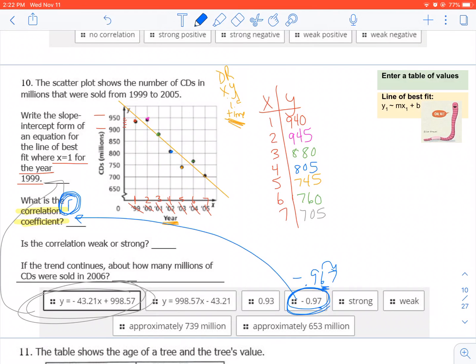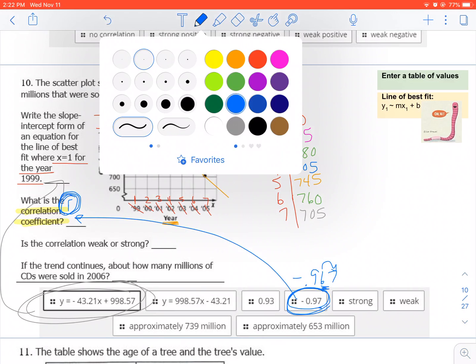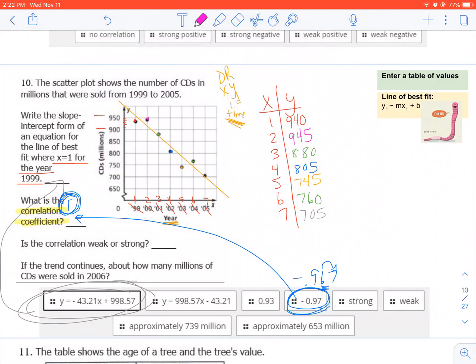All right, strong or weak. And you can go back and change some of your other answers on slide 9 if you did not get the right one, because we're about to talk about that. Is negative 0.97 going to be close to a 1 or a negative 1? Yes, that is very close to actually a negative 1. So that's going to be very strong.